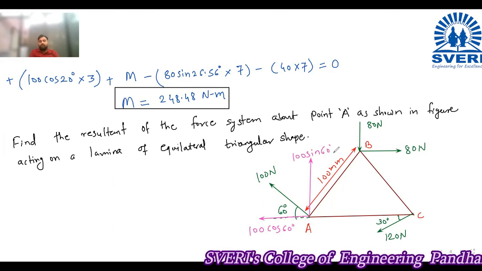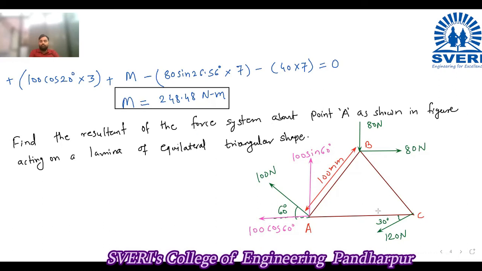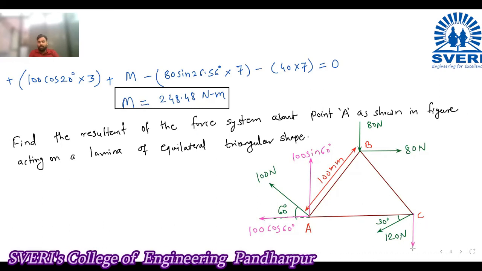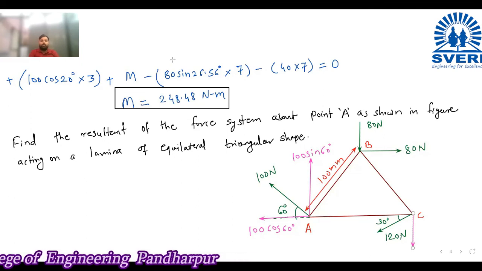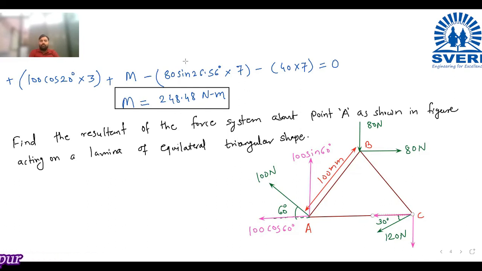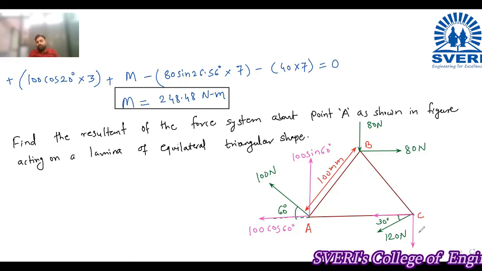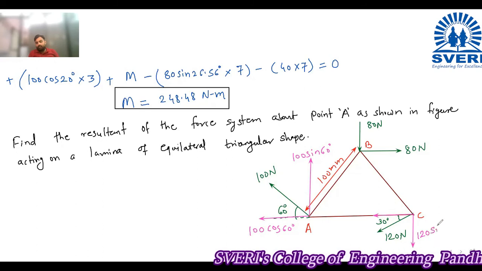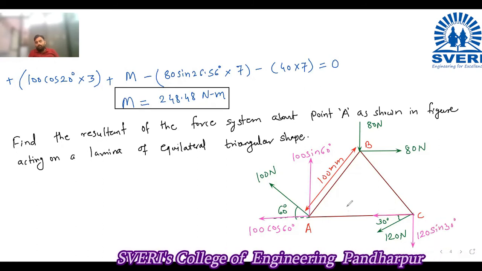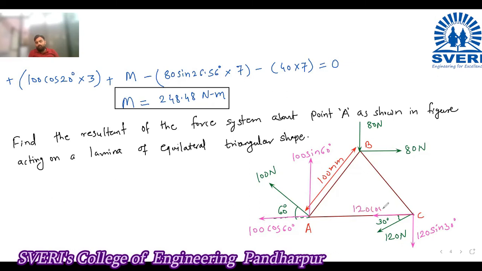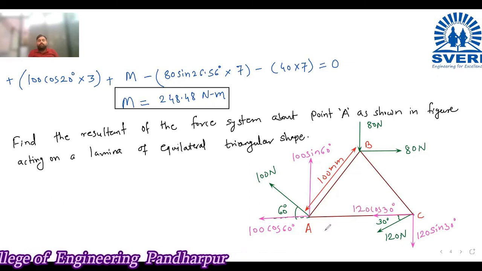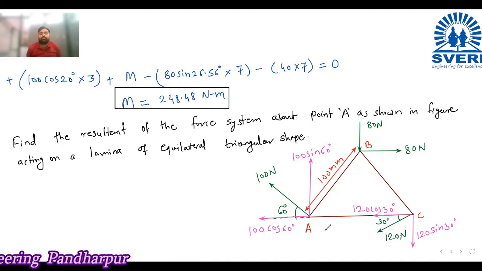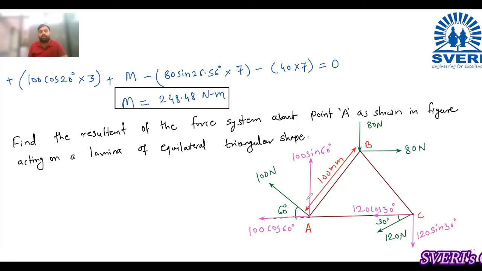Now again, if I resolve the force given over here, one component is parallel to y and another component is parallel to x. Now again if you resolve this 120 Newton, this is 120 sin 30 and this is 120 cos 30. These are the resolved forces. Now consider the resolved forces for the further calculation. Don't consider the main forces.